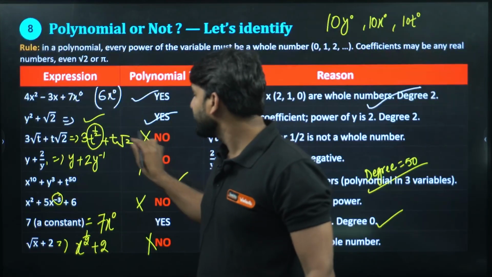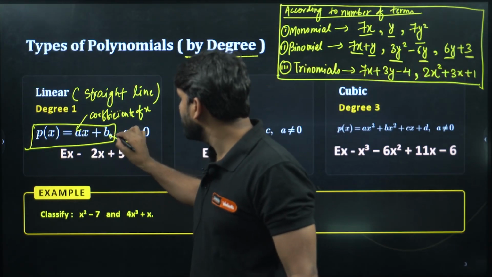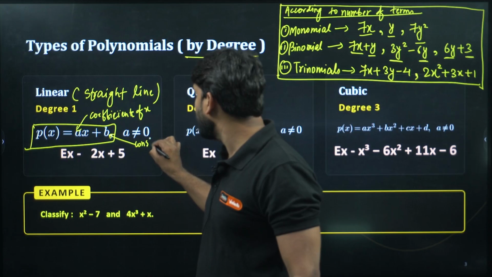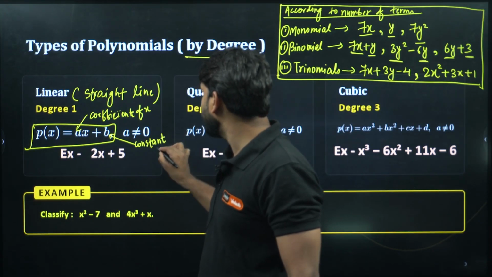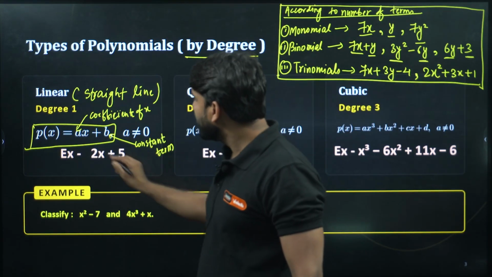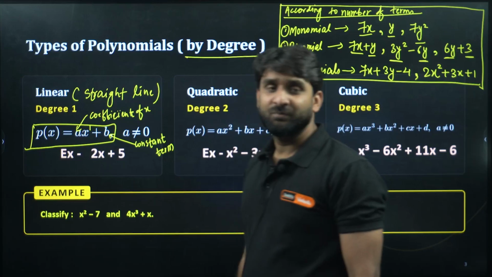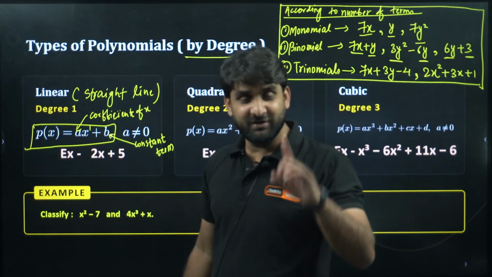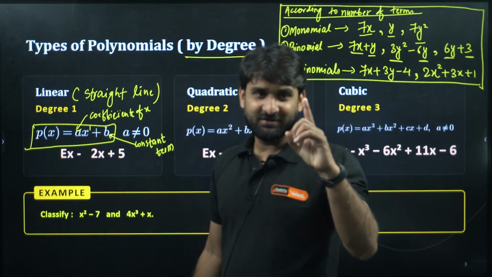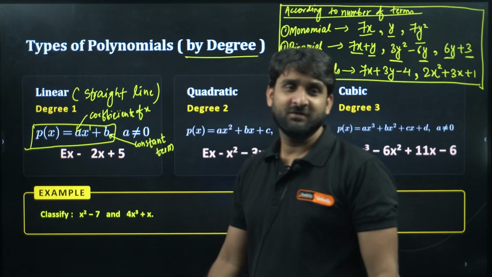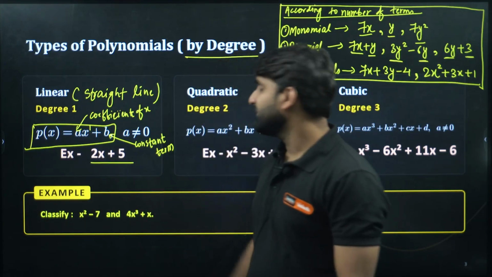And here b is what, champion? This b is the constant term. This b is the constant term. And can you see the highest power of x is 1? There is no other x, only one x is there, and the power is 1. So this is called linear. For example, 2x plus 5.